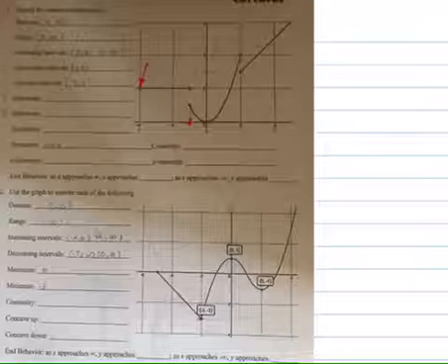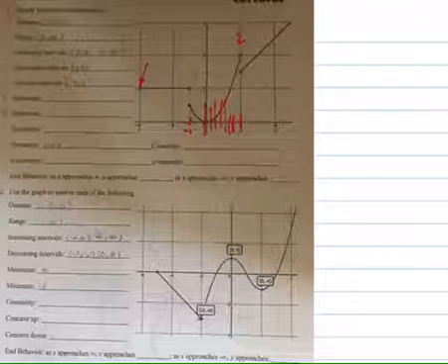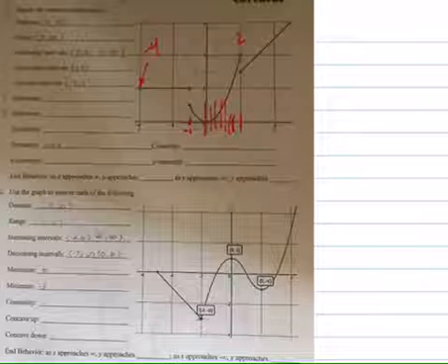Is -1 part of the domain? Yes, it is, because there's a closed circle right there. So that's part of the domain. All of these are part of the domain. Yes, yes, yes, yes. Right here at 2, that's not part of the domain. So -4 isn't part, 2 isn't a part of the domain, and everything else is, all the way up to wherever it's going to.